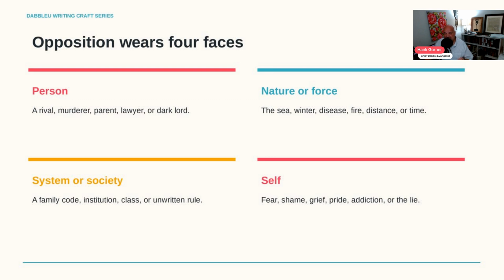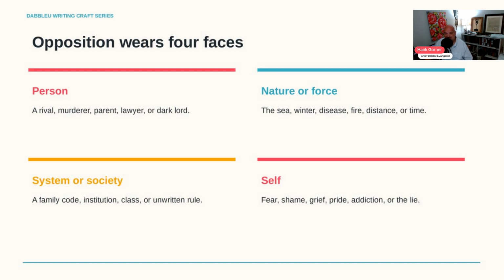The second face is a nature or force. The sea, the wilderness, disease, time, distance, fire, winter, and gravity can all sustain opposition. Nature has no moral intent, but it can still perform the antagonist function. It blocks the goal, increases the cost, and forces choices. The key is progression. Rain in one scene is weather. A flood that cuts off the road, contaminates the water, drives people onto the roof, and forces a father to choose whom he can reach first has become story pressure.